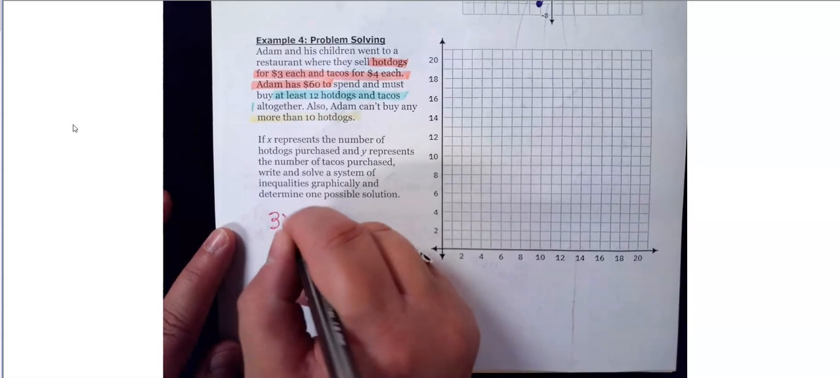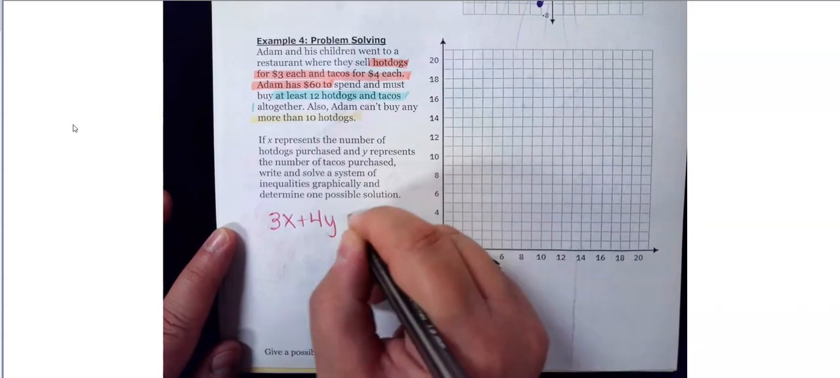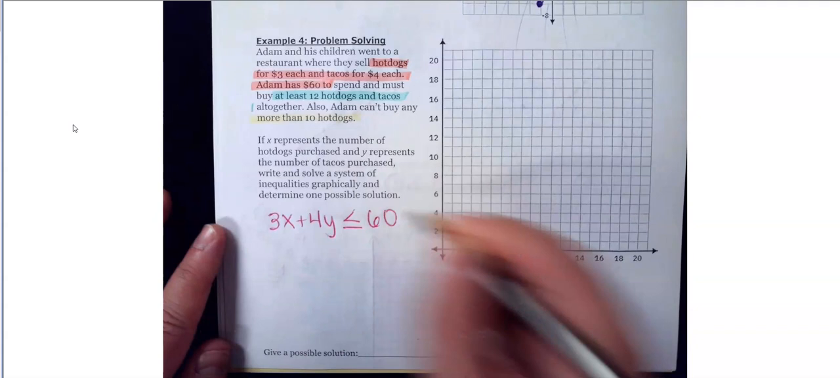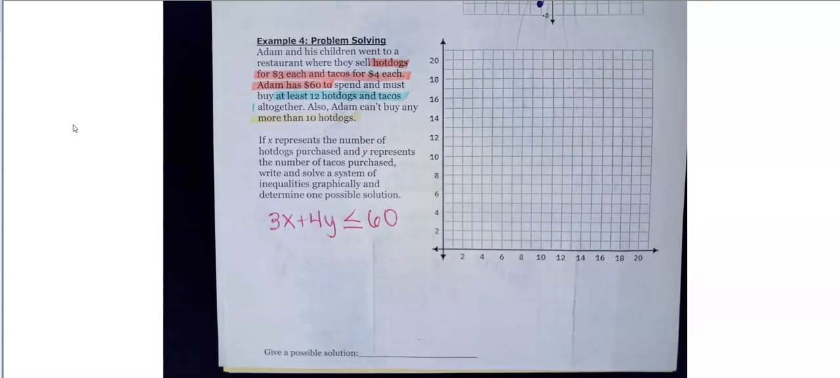Perfect. 3x plus 4y has to be less than or equal to 60. So what he's going to spend is going to be on the left side of that inequality. He only has $60 to spend, so what he spends has to be less than that. Okay. The next one I think is kind of tricky.